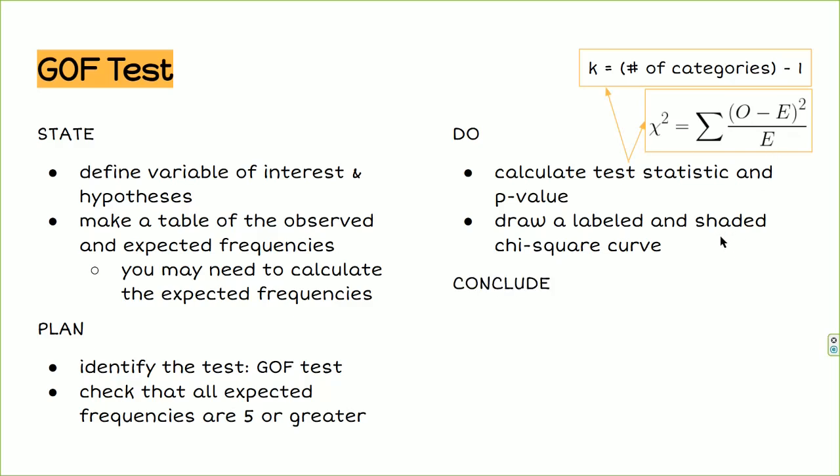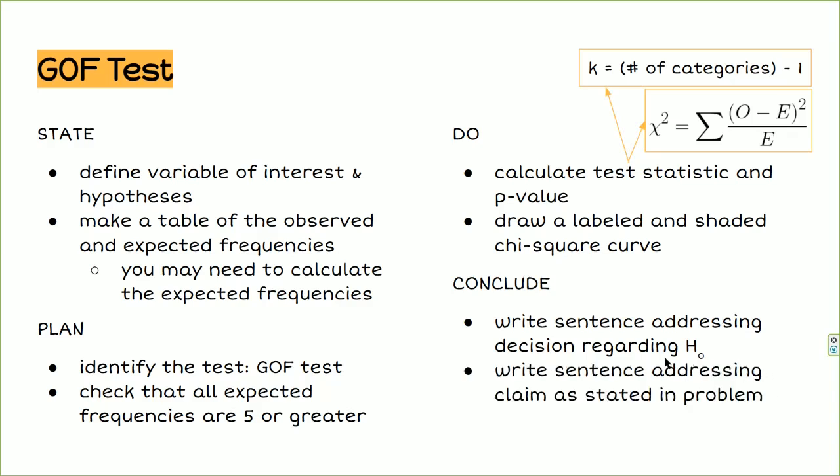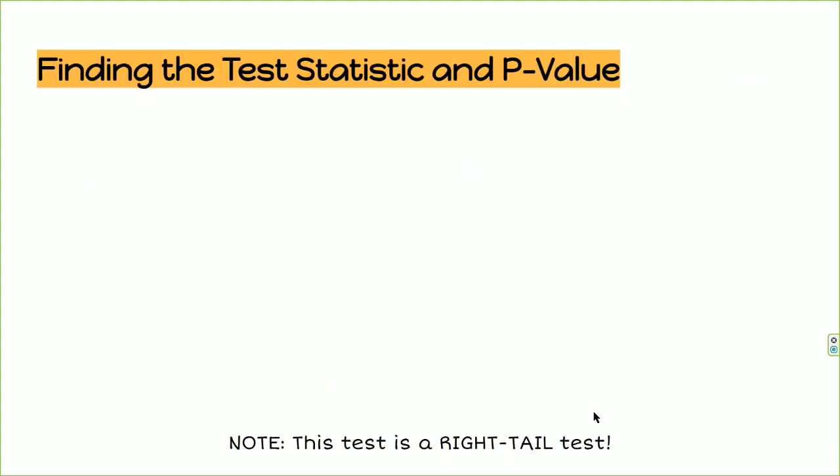Once you found your p-value, you're going to draw your conclusion. And remember, that's 2 steps. First, you should write a decision on whether you rejected or did not reject the null, and then write a sentence addressing the claim as it was stated in the problem. So we're going to go through how to find that test statistic and p-value using technology, and then we're going to do a couple of examples so you can see this process laid out.